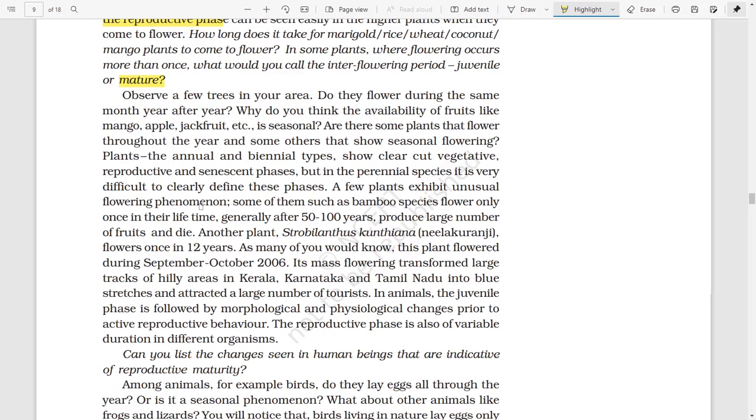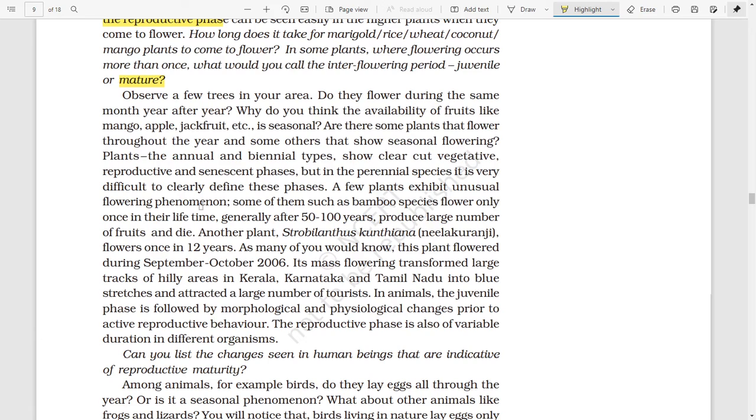Observe a few trees in your area. Do they flower during the same month year after year? Yes, they flower in the same period. Why do you think the availability of fruits like mango, apple, and jackfruit is seasonal? Because their flowers come seasonally, so their fruits come seasonally.